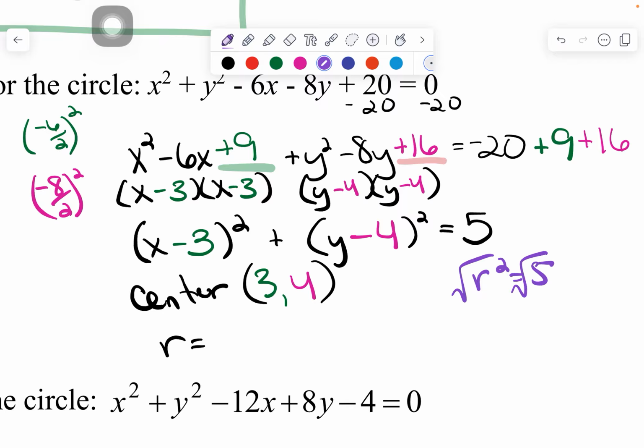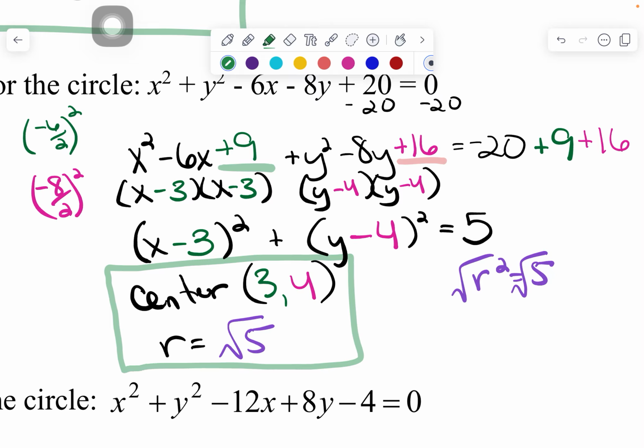So when we take the square root, you're going to tell me that the radius is the square root of 5. And it's okay to have numbers like that, right? I'm not asking you to graph this. I just want to know what the radius is. All right, so there's the 2 pieces of information I was looking for.